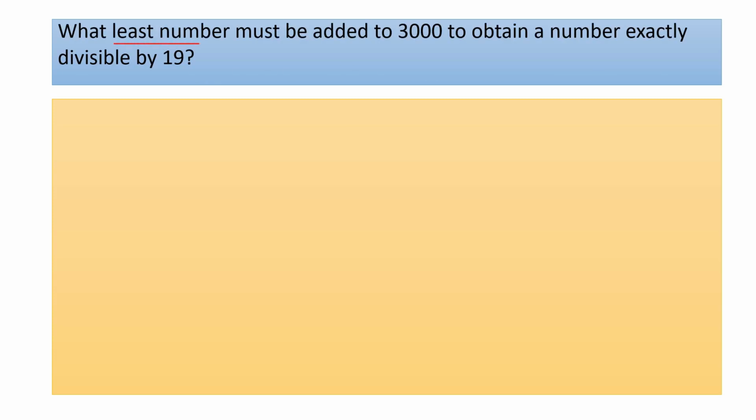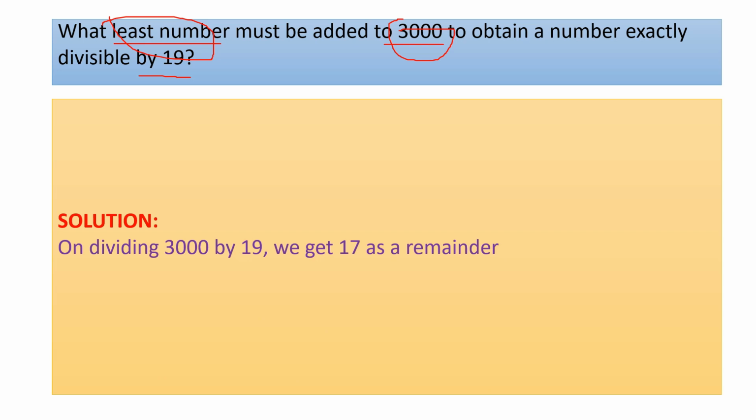Let's move on to the next problem. What least number must be added to 3000 to obtain a number exactly divisible by 19? So we have to find the least number which has to be added to the numeral 3000 so that the resulting number is divisible by 19. Let's move on to the solution.